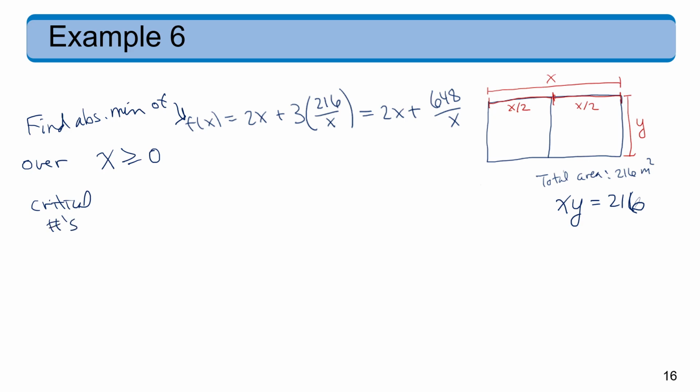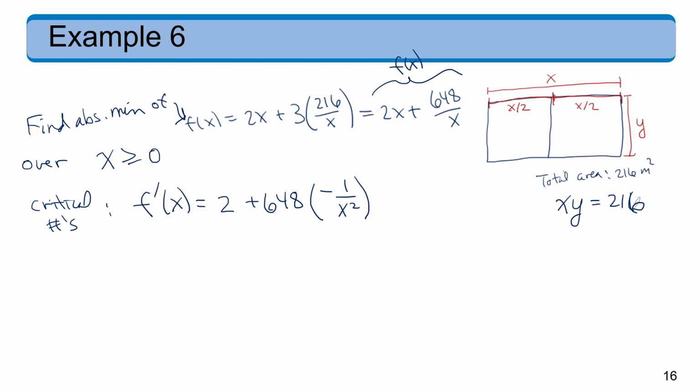And for critical numbers, we need the derivative. So here's the simplified formula for f. We want to compute its derivative. So for the 2x, the derivative is 2. Now on the next term, carry along the 648, and then take the derivative of 1 over x. And we've seen this several times. If you remember, it comes to negative 1 over x squared.